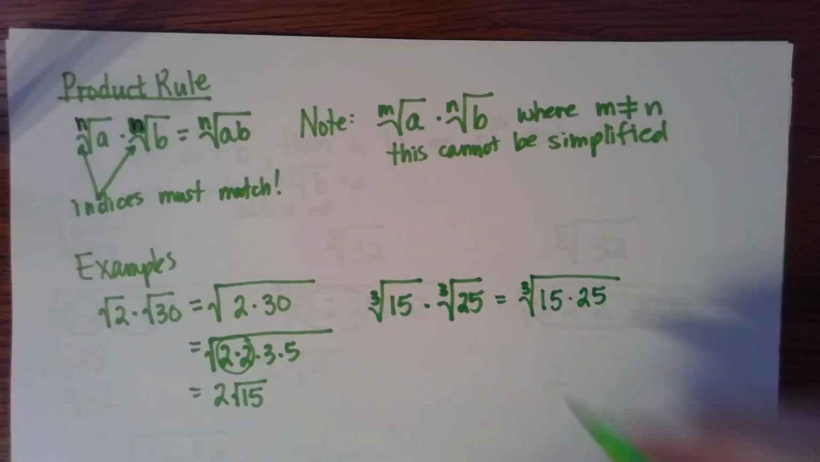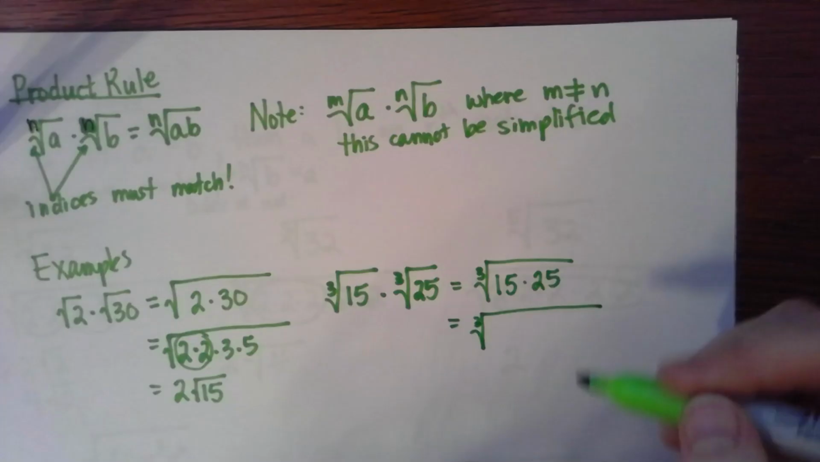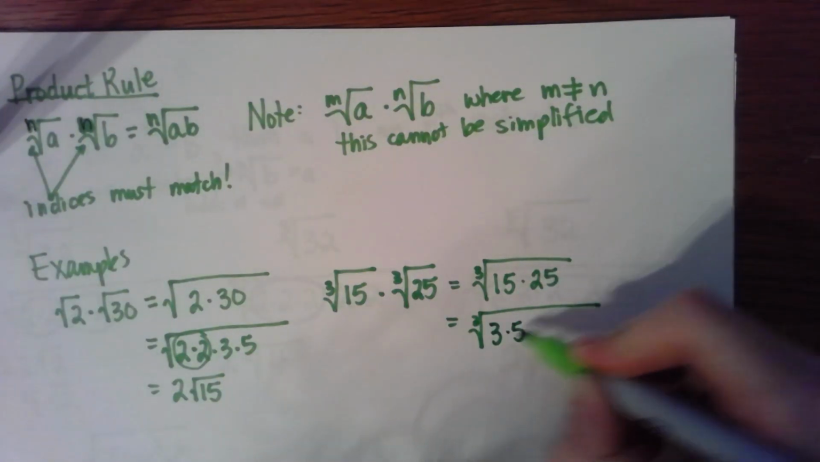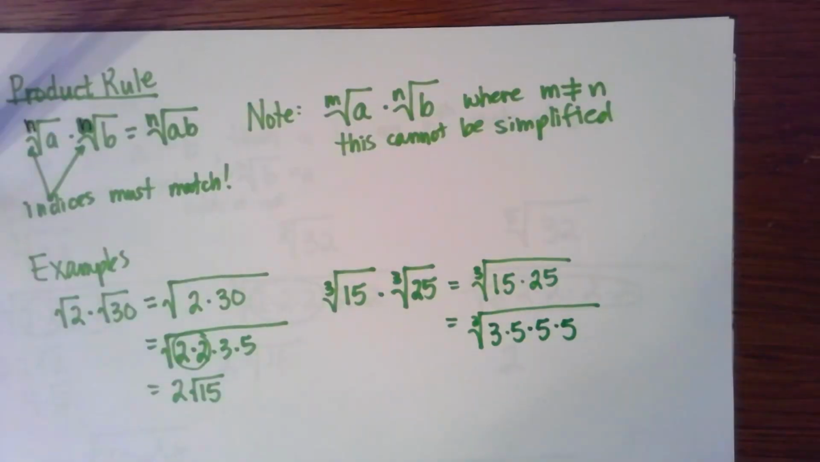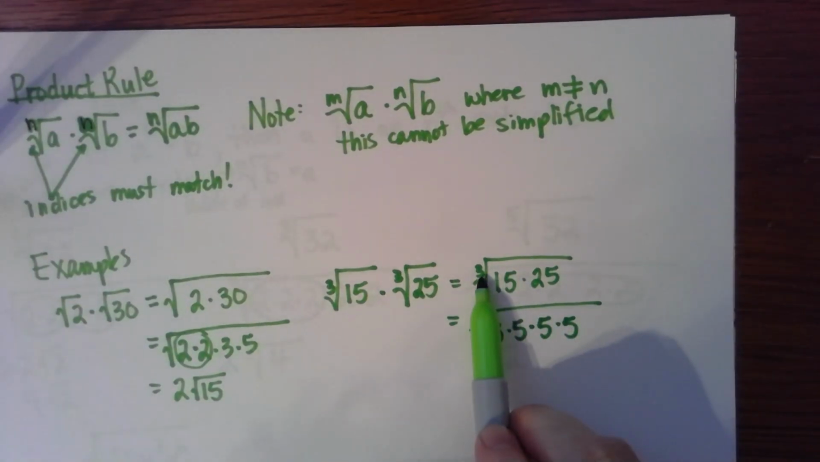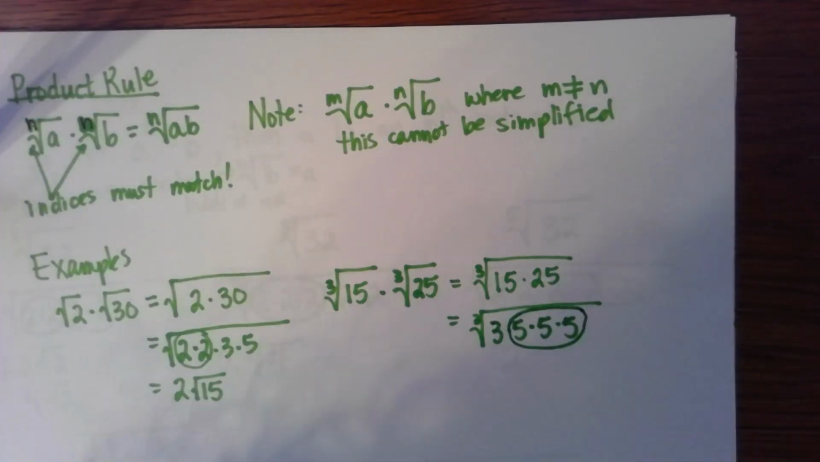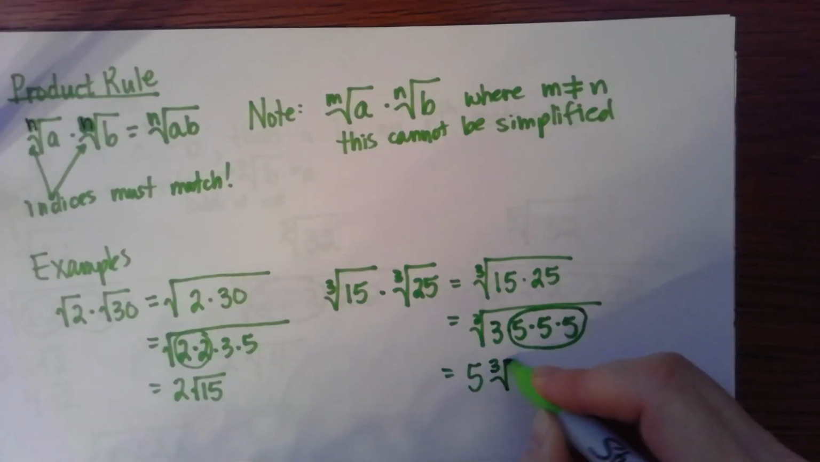Now, if I want to see if I can simplify that, I should factor. I am in algebra class after all. So 15 is 3 times 5, and 25 is 5 times 5. All right. I'm simplifying a cube root, so I have to look for groups of 3. I've got 3 5s here. So this will simplify to 5 cube root of 3.